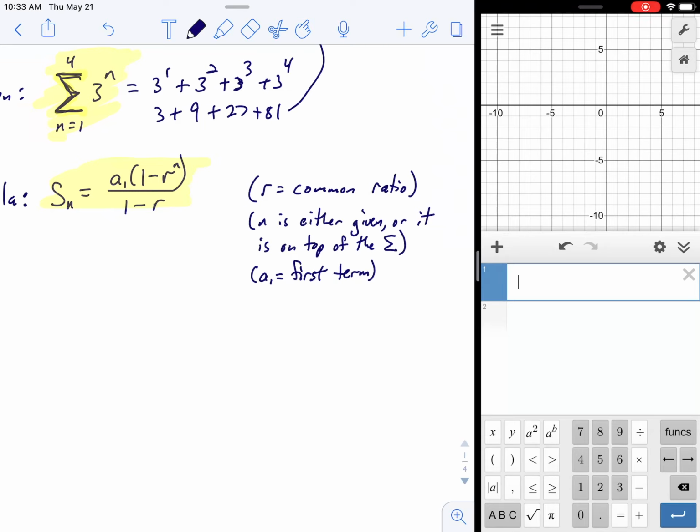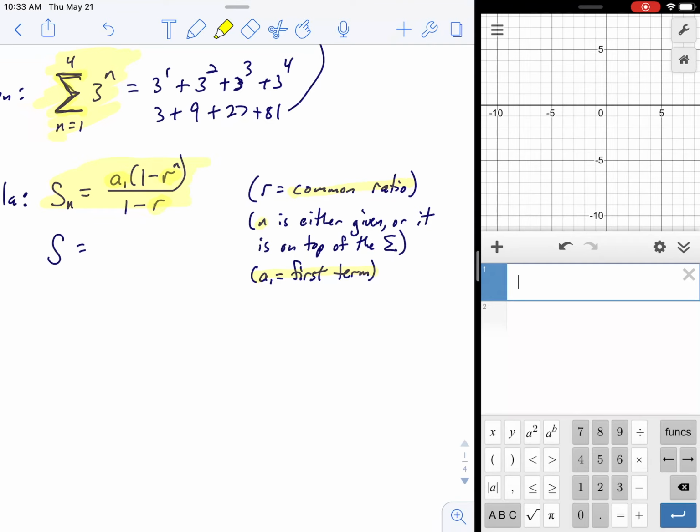Now with any formula, you have to know what the variables stand for. Sn is your sum, so that's just the answer you're trying to get. A1 is the first term. So here we see A1, that's the first term in the series. R is the common ratio, so you're going to need to plug in the R twice. And then N is the number of pieces or elements within that sequence or series.